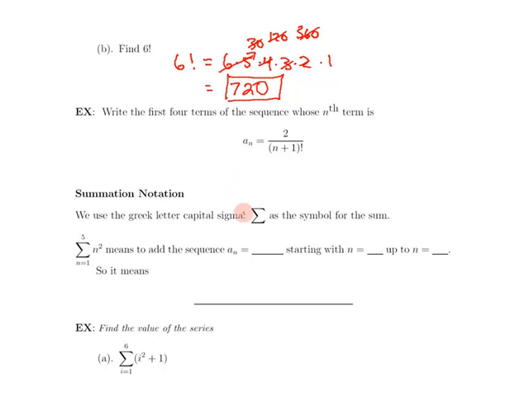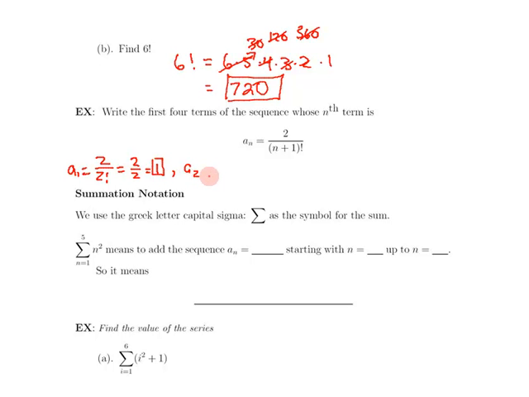Let's write the first 4 terms of the following sequence. We are given that a sub n is equal to 2 over n plus 1 factorial. So a sub 1 would be 2 over 1 plus 1, which is 2, so 2 factorial. Now 2 factorial is 2 times 1, right? So that's 2 over 2, which is 1. So your first term in your sequence is 1.